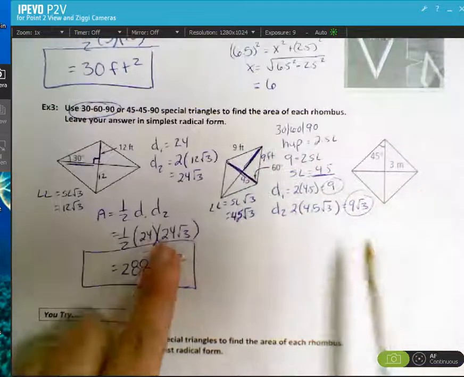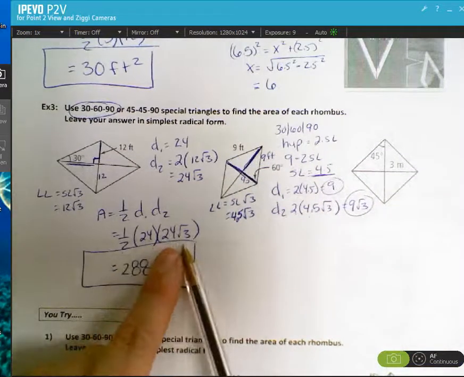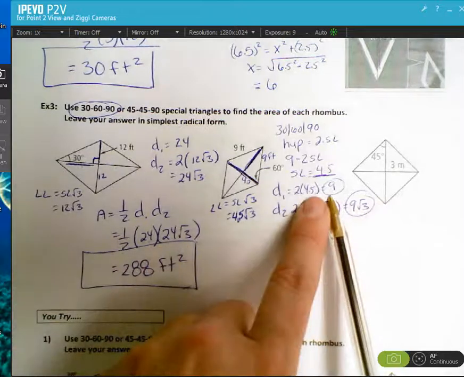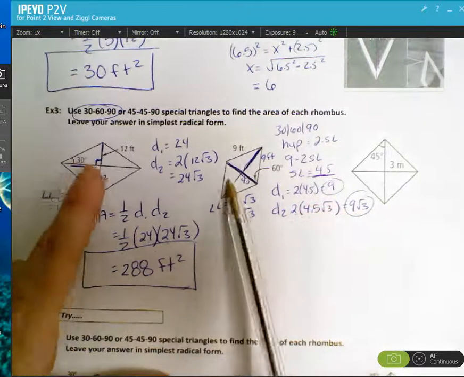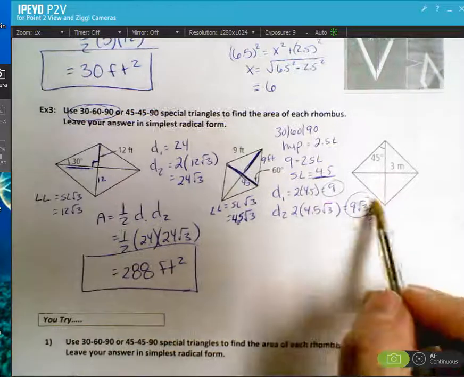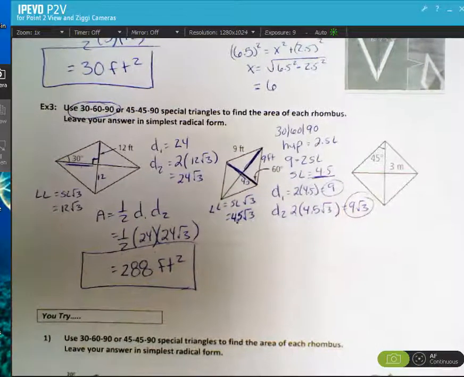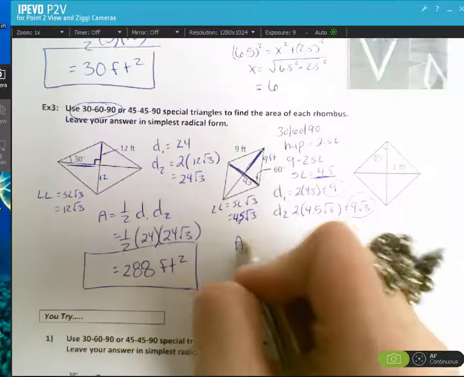If we take a look, we're going to start seeing a pattern. I have 24 for the length here, and I have the other diagonal 24 rad 3. Here I have one of the diagonals is 9, the other one is 9 rad 3. If I'm in a 30, 60, 90 triangle, that's what's going to happen. So once you find the one diagonal, you know the other one is just going to be the diagonal's length, rad 3.